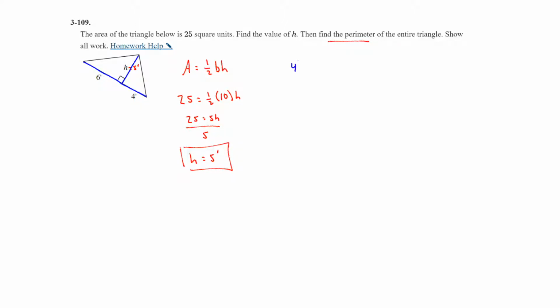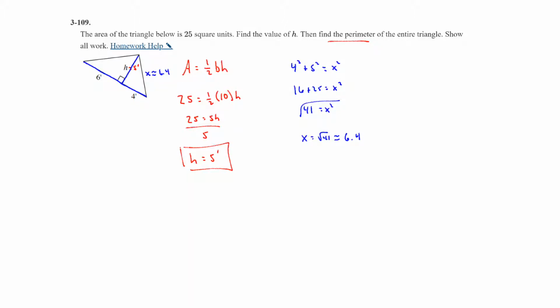We'll do 4 feet squared plus 5 feet squared is equal to, and we'll just call this x squared. So that's 16 plus 25 is equal to x squared, so 41. So when we take the square root of both sides, we get the square root of 41. That's the exact, but if we want the approximation, then that would be about 6.4 units. So we'll say x is approximately 6.4.